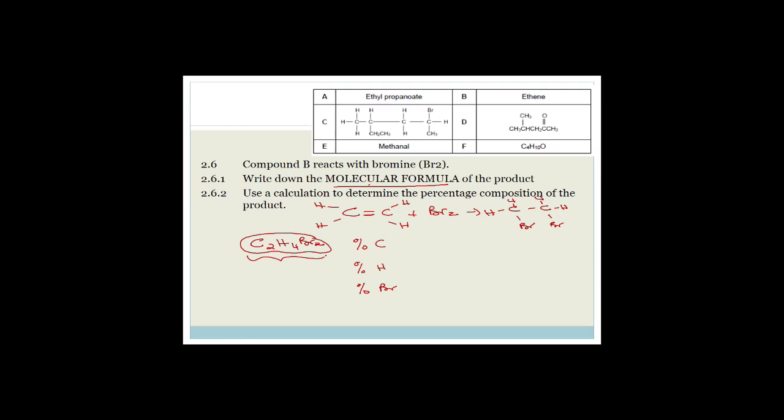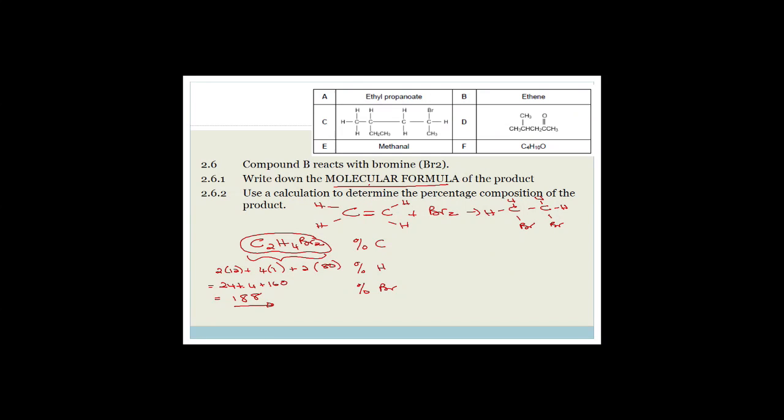The first thing we have to do is find the entire molecular mass of this thing. So carbon has a molar mass of 12, so we've got 2 times 12, plus hydrogen has a molar mass of 1, so that's 4 times 1, plus bromine, which has a molar mass of 80. So therefore we've got 24 plus 4 plus 160, and that becomes 188. So the total formula mass of this thing is 188, okay?